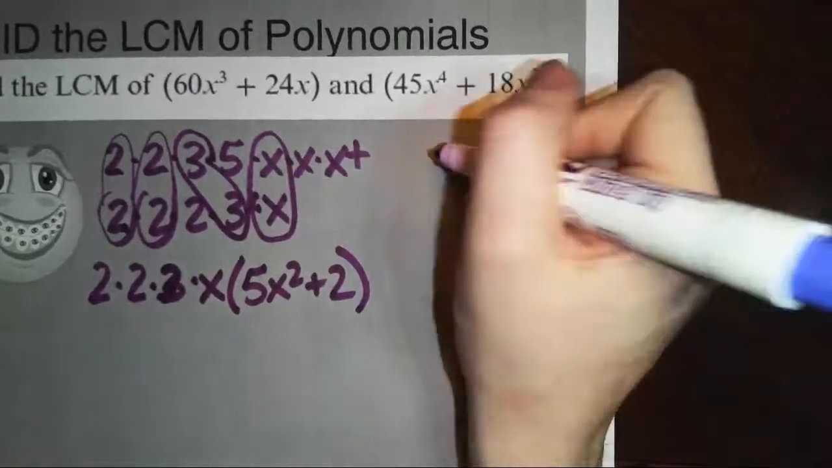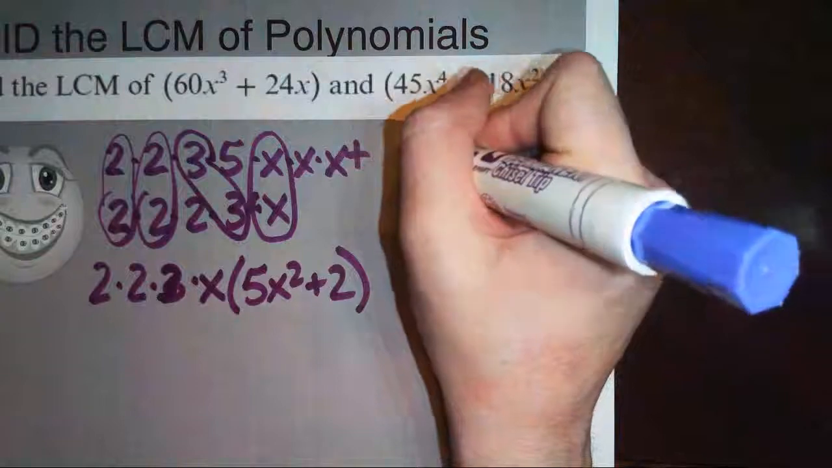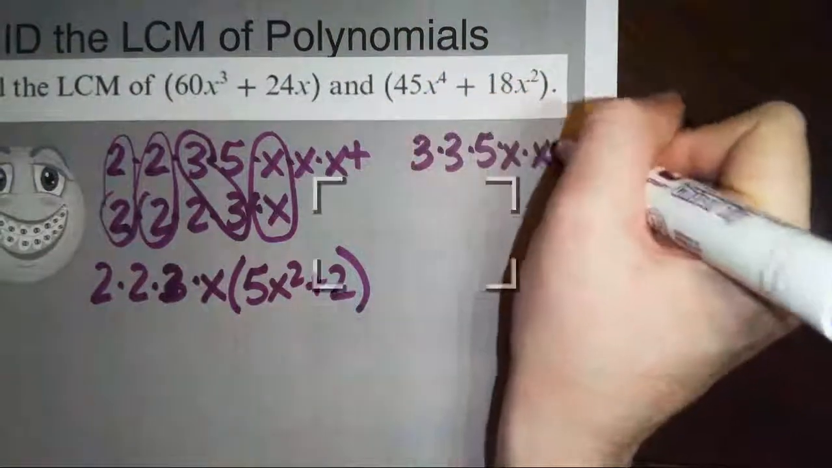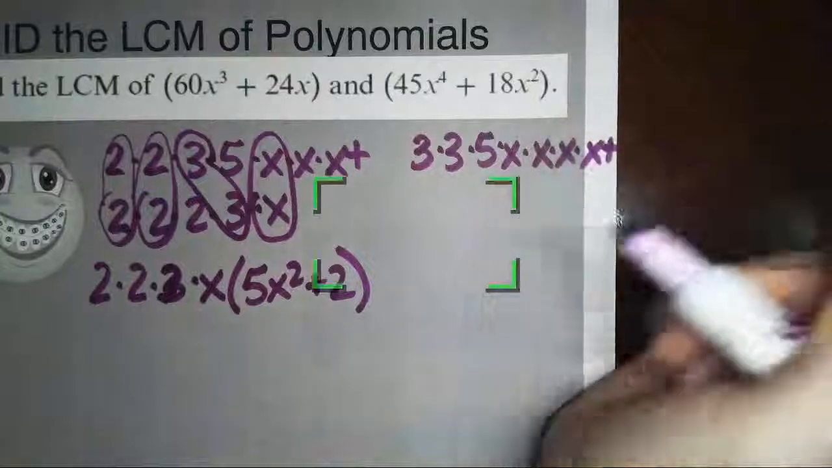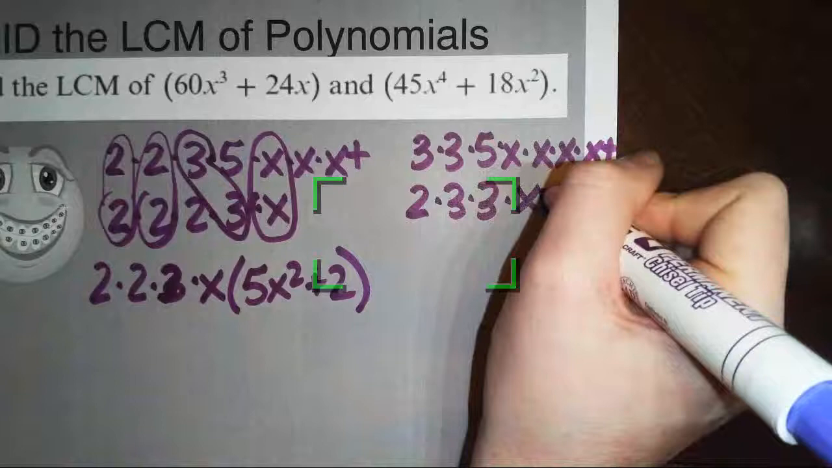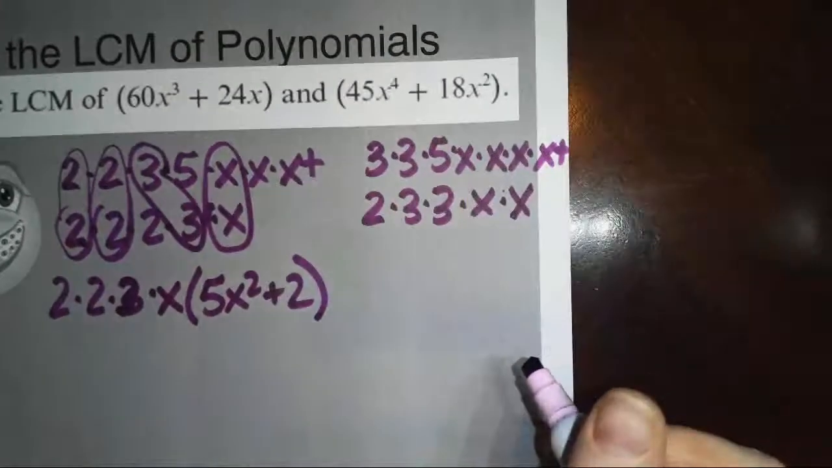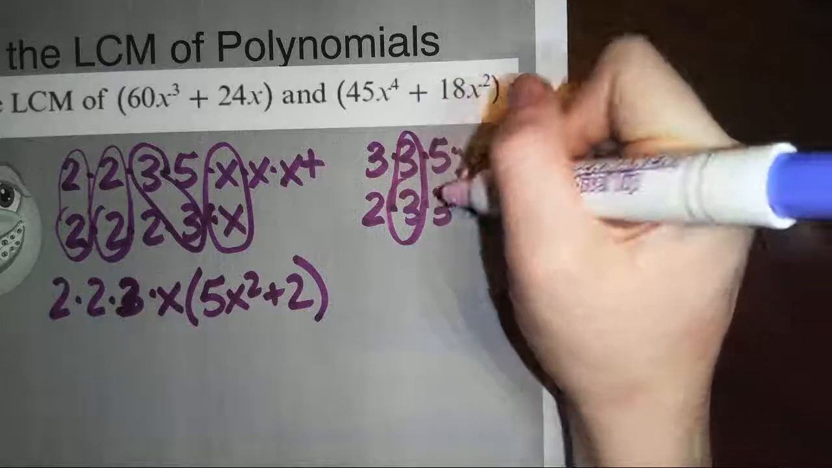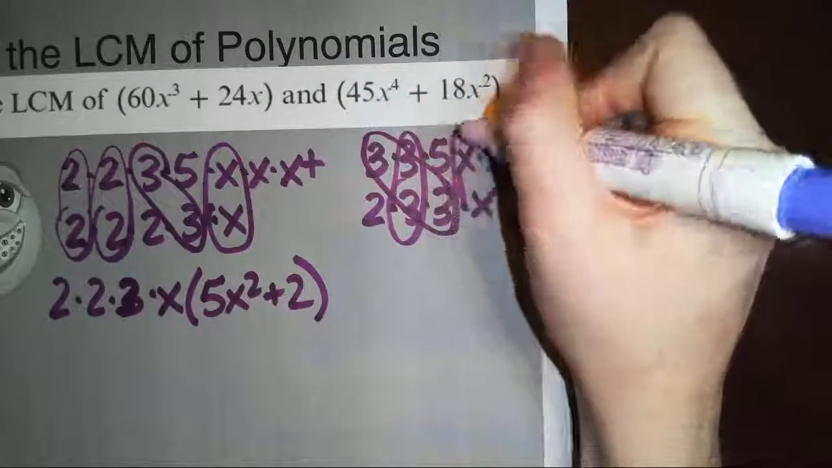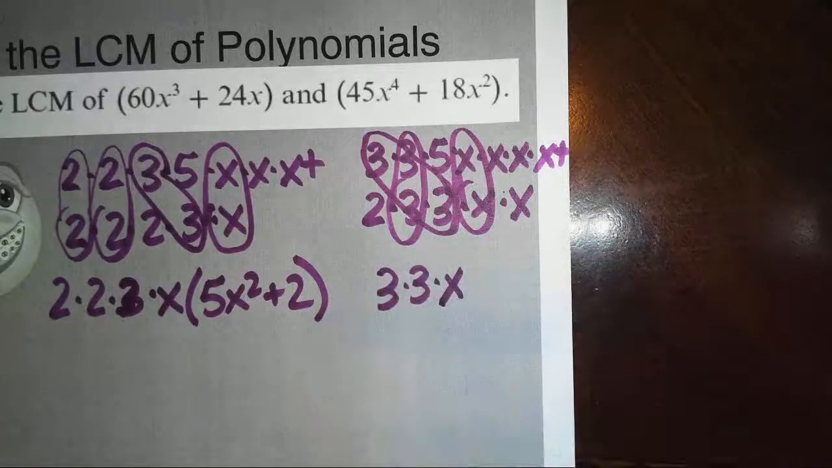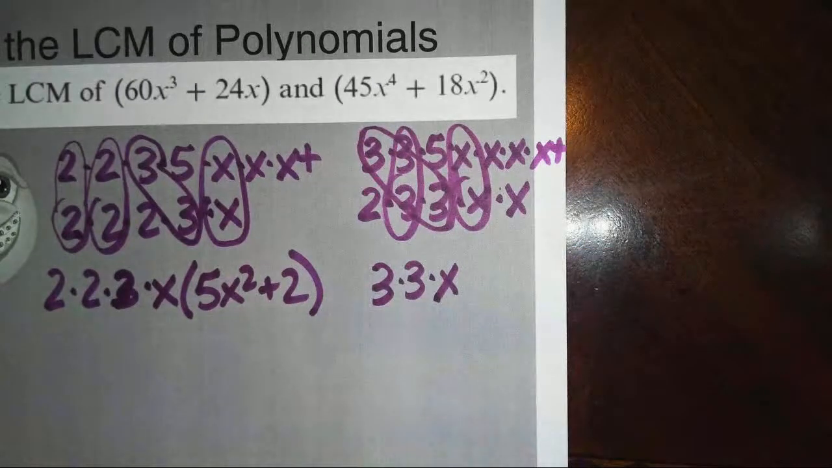And then 45x to the fourth would be 3 times 3 times 5, and then 4 x's, plus 18 would be 2 times 3 times 3, and then 2 x's. They have those three things in common, 3 times 3 times x. All right, so this one, finish in your notebook on your own, and we will talk about it in class.